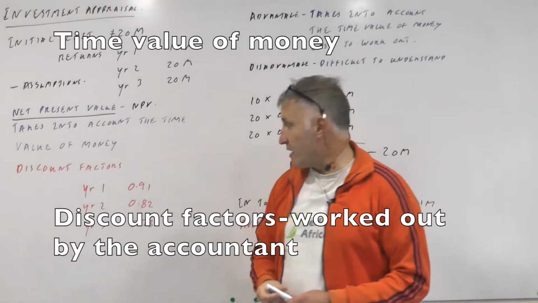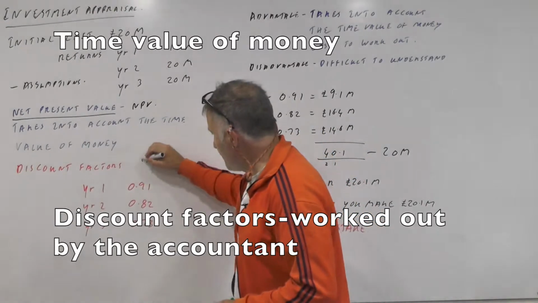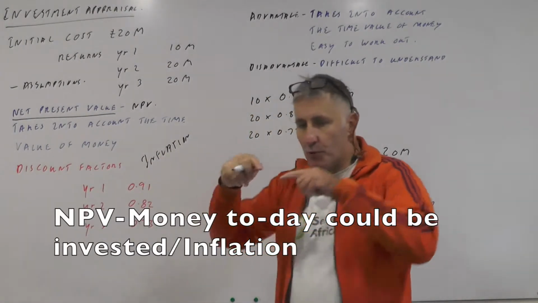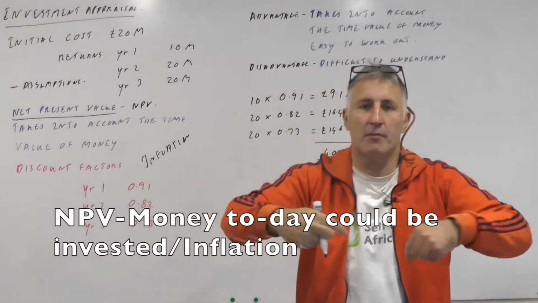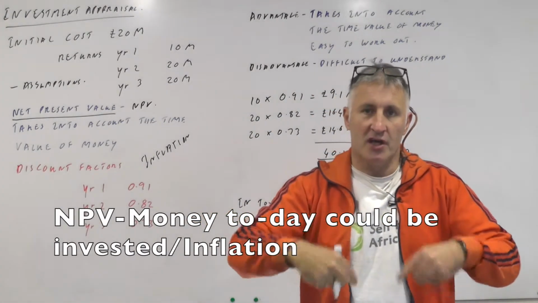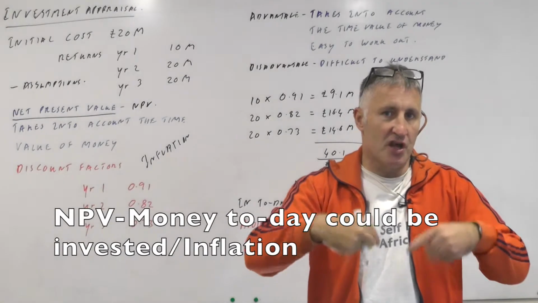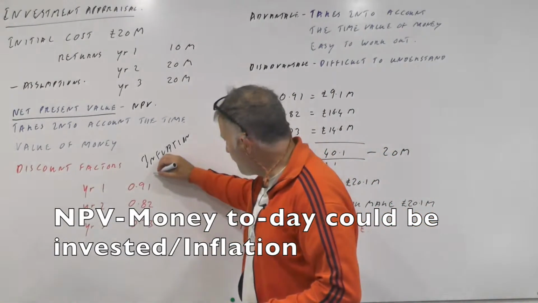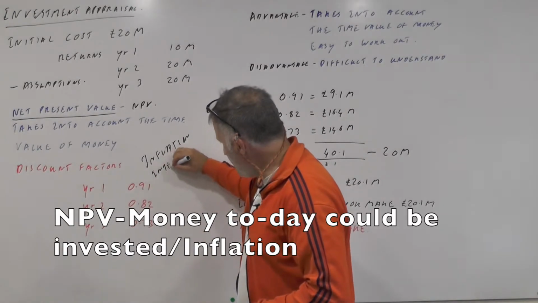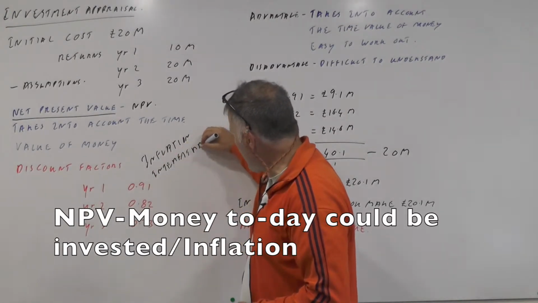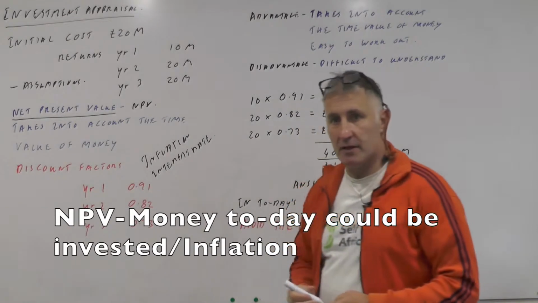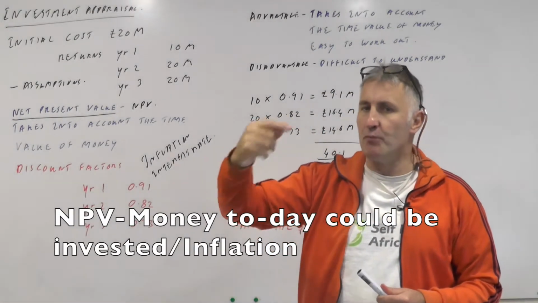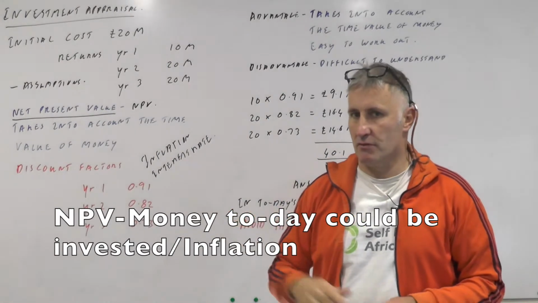Now, why is money in the future worth less than money today? Well, there are two reasons for that. Number one is inflation. So £10 today will be worth more than £10 in a year's time because we will have had inflation, which will reduce the real value of that money. And the second one is, if we've got the money today, we can put it in the bank and we will get interest on that money. So money today is always worth more than it is in the future, right?